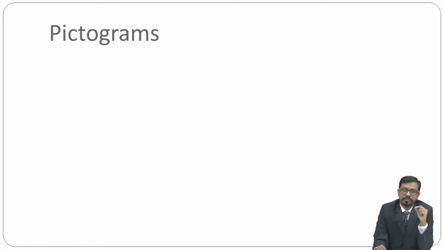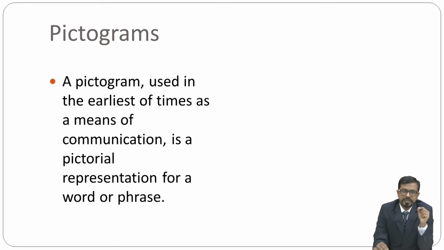Now, what are pictograms? Pictograms, used in the earliest of times as a means of communication, is a pictorial representation for a word or a phrase. For example, when we are driving somewhere, we have seen so many pictures, so many signs and so many billboards just next to our roads. A few of them are here.